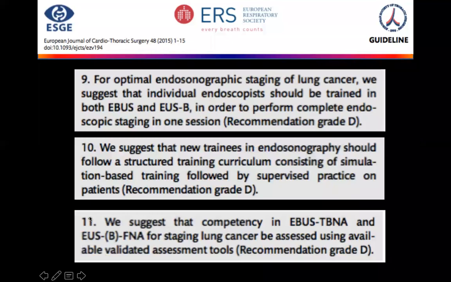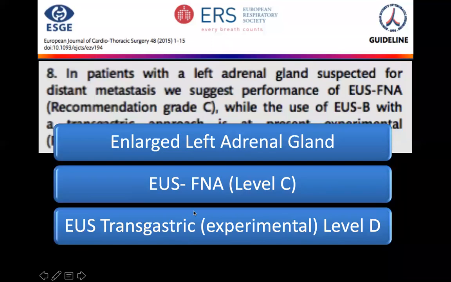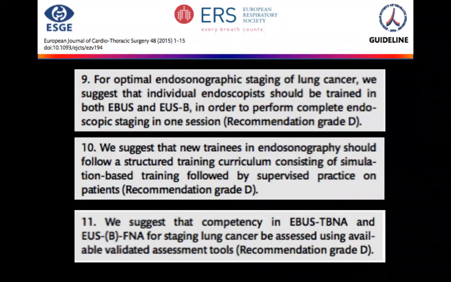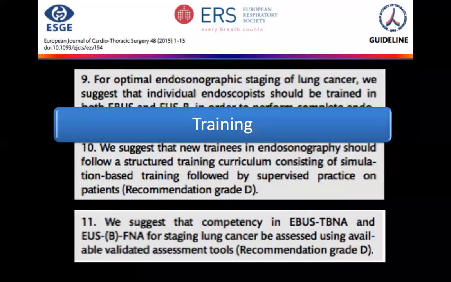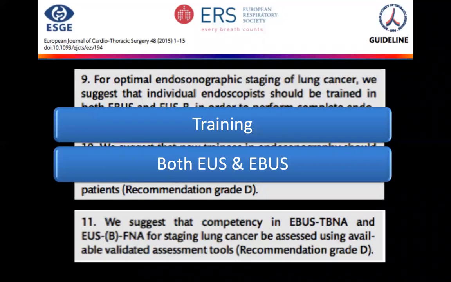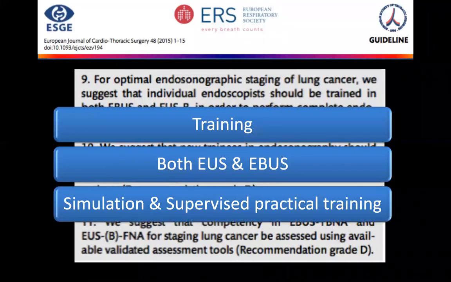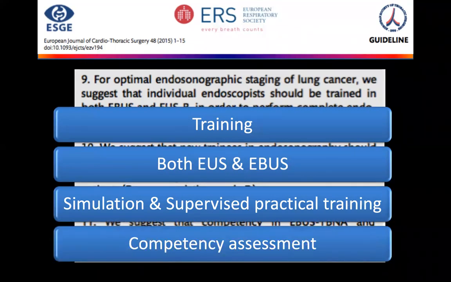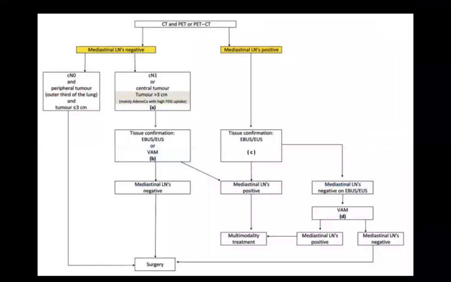And one more thing I forgot to say is they are now talking about transgastric sampling of these abdominal lesions. Now, a few things they're talking about are training issues. I think it's important to talk about training issues, that both EBUS and EUS should be trained, and there are very detailed levels of how many cases you have to do, simulation and practical training, and competency assessment. That's all right, you don't need to know this too much. So this is the key.